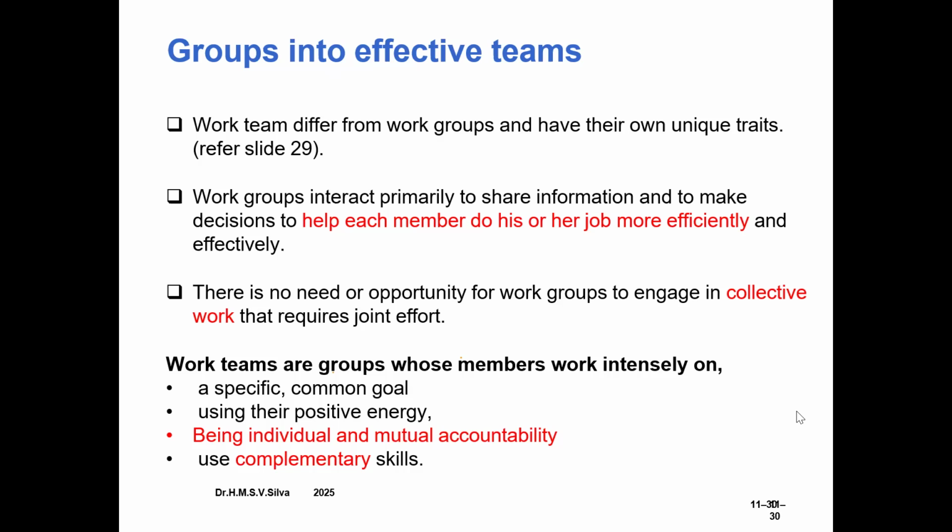Using their positive energy, between individuals, mutual accountability is there. So we have mutual accountability. We are always accountable for what we are doing. If we go alone to score a goal and miss, we are accountable for that. So we cannot be independent, we have to depend on each other. But when we work in a group, we can be independent. We can share information. But in a work team, we cannot work independently. We require mutual accountability, interdependency and mutual dependency.